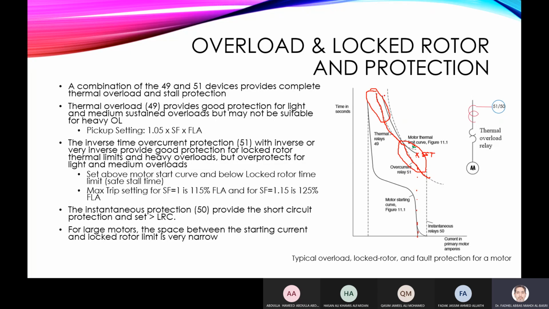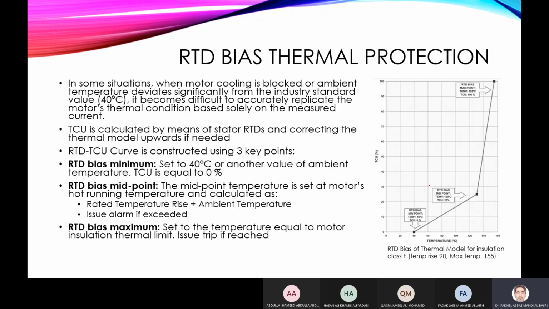You can rely on one bimetal, one thermal element instead of using 51. You can still use bimetal elements, sorry, thermal overload elements, but that doesn't give you exact matching with the thermal limit curve of the motors. The instantaneous element, as I said, is set higher than the asymmetrical current, so we can set it at 1.7 times the full load current. Others were already explained before, and it can act instantaneously.